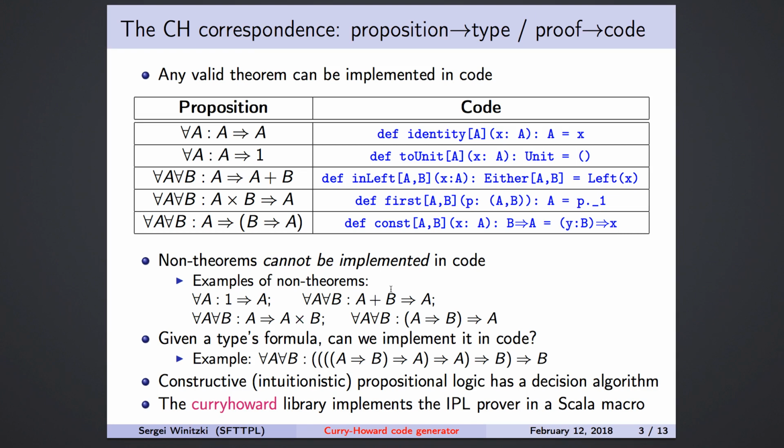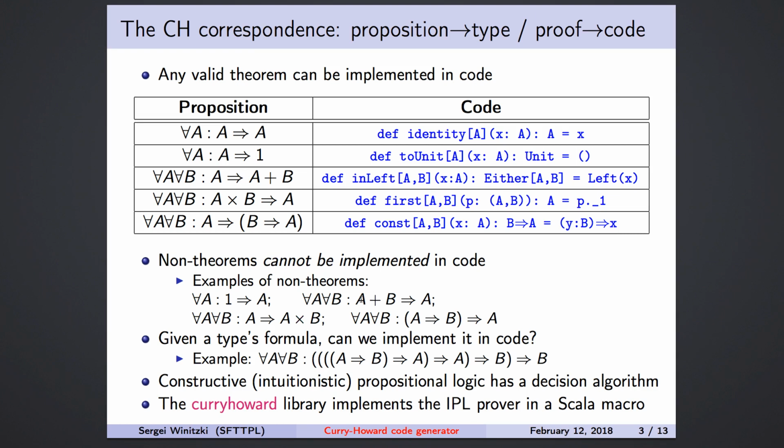And most interestingly, if you have a formula that is not true, you cannot implement its type. So here's an example. For all A, from 1 follows A. Well, that is obviously not true, because what if A is false? It cannot follow from truth. Now, try to produce a code in Scala that takes a unit as an argument and returns arbitrary A. You can't. There's no way to make it. You don't know what the type A is, so you can't make it.